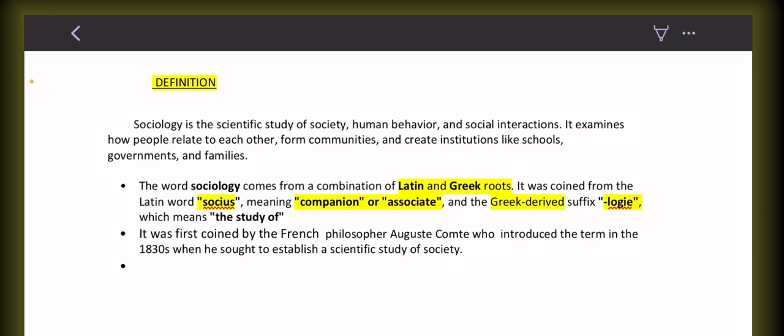Now let's try to understand how sociology was formed, since it has become a subject, a discipline in school academics. The word sociology comes from the combination of Latin and Greek roots. The Latin root is socius, meaning companion or associate, and the Greek derived suffix logi, which means the study of. So, combining these two roots, we can say that sociology is the study of companion or associate. In simple words, sociology is the study of groups or people.